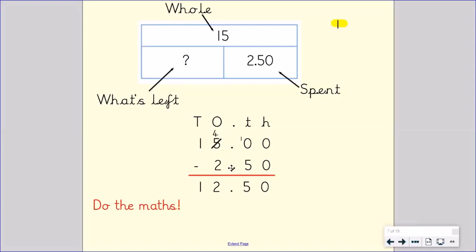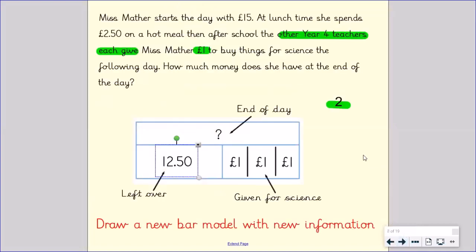Okay, so after I've taken £2.50 from £15, remembering to exchange from my ones column down to my tenths column, I have £12.50 left. Okay, so that's what I've got left over. So that's going to go here now. So I've got £12.50 left. All right, so now I need to look at my second part of the question. So I've spent £2.50 on lunch now, or Miss Mother has spent £2.50 on lunch. She's now got £12.50 left.